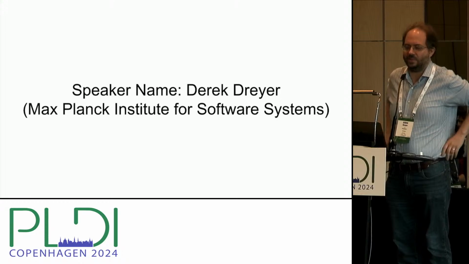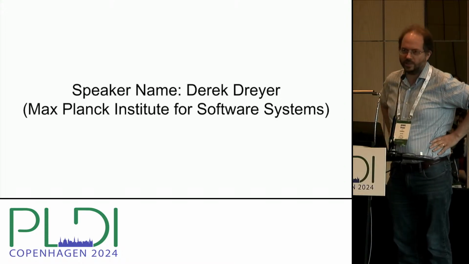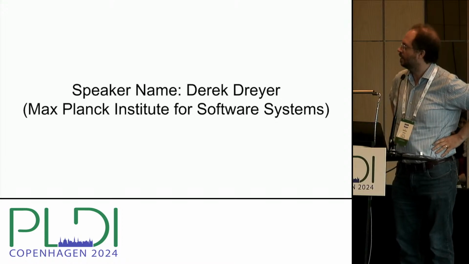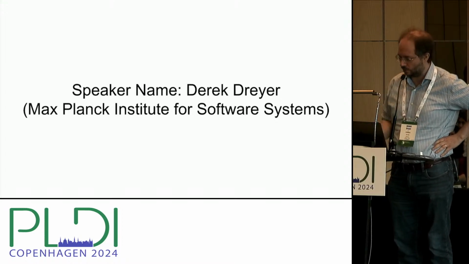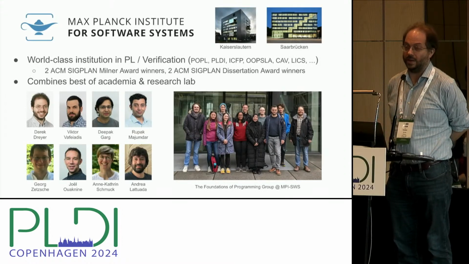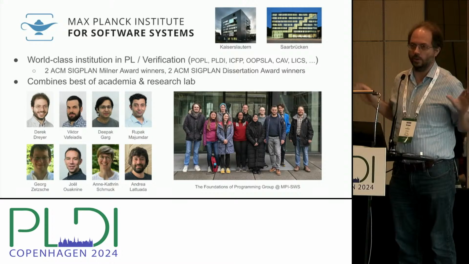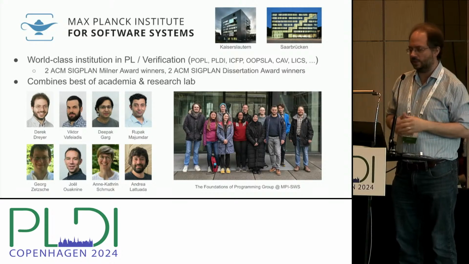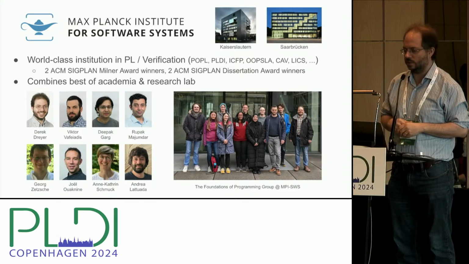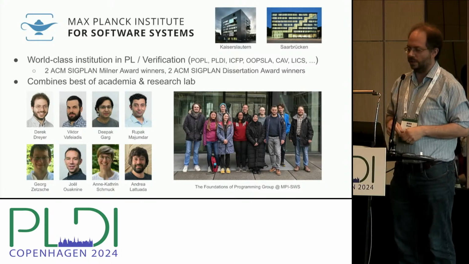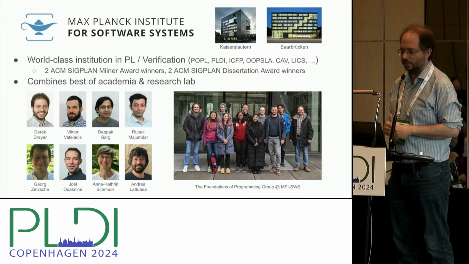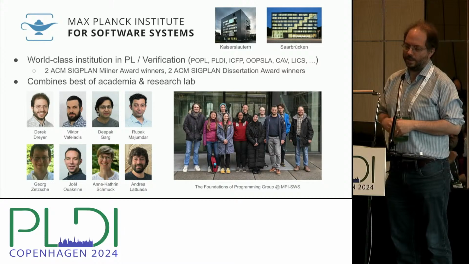Okay, hi, everyone. I'm Derek Dreyer. And it's my pleasure to say a few words about my institute, where I've been working for over 16 years now, called the Max Planck Institute for Software Systems. We're actually one of around 80 Max Planck Institutes spread throughout Germany, covering many different topics, and one of 4 institutes that, broadly speaking, cover computer science. Our institute is located in 2 cities, Kaiserslautern and Saarbrücken, which are both in the western part of Germany, not very far from each other.